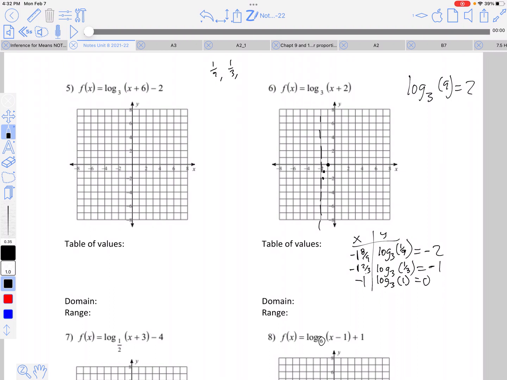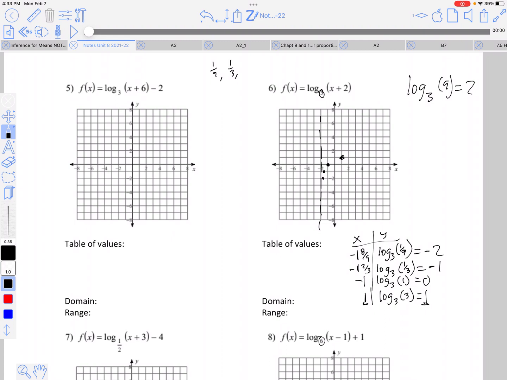Okay, now the next number is 0, but 0 plus 2 is 2, and I can't use a base of 3 to get a 2. But if I put a 1 in there, I'm going to get 3. 1 plus 2 is 3. So then I'll have log base 3 of 3. The exponent's 1. 3 to the 1 makes 3. So I'm going to go over to 1, sorry, and the output is 1. 1 over to 1, output's 1.